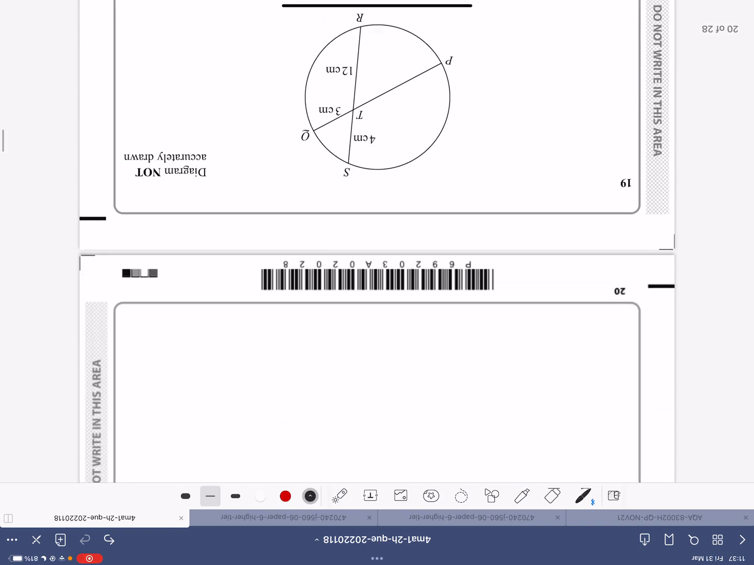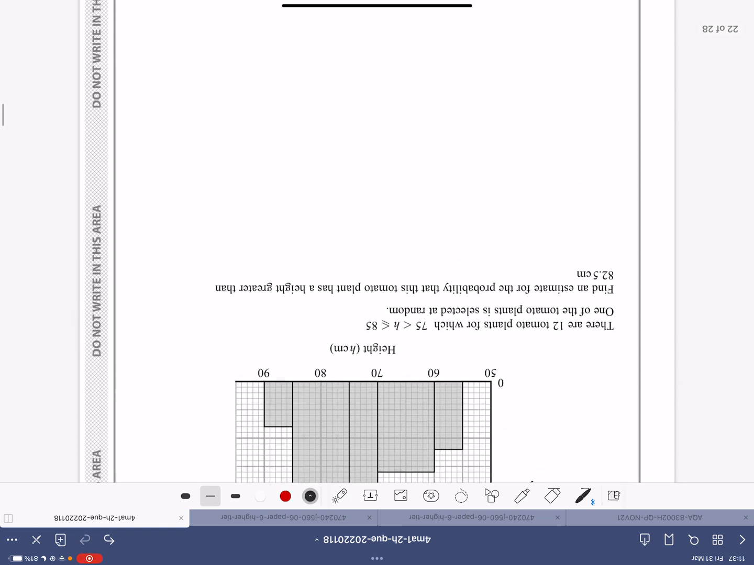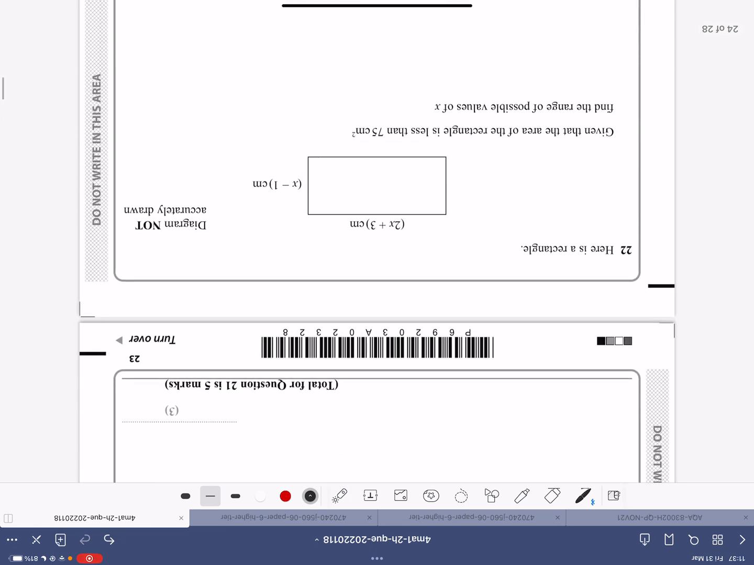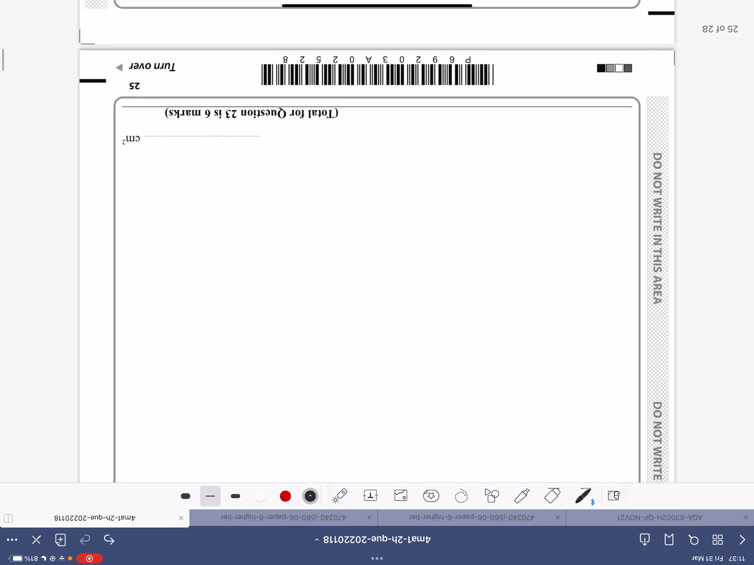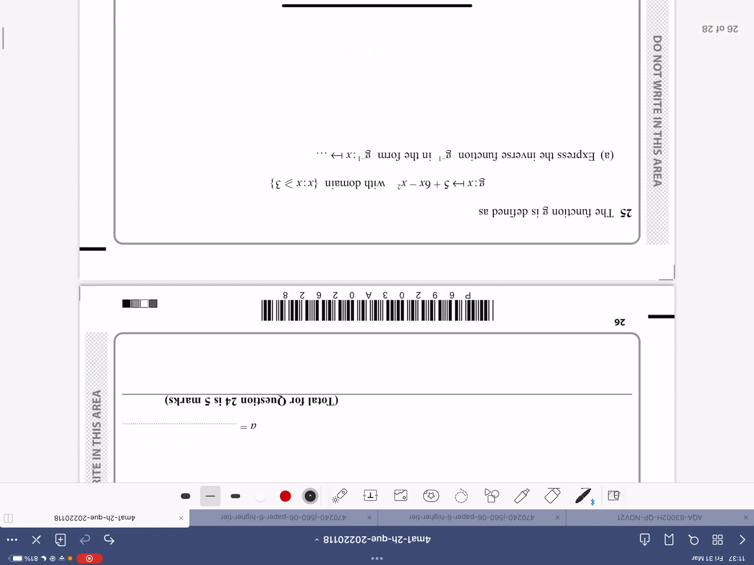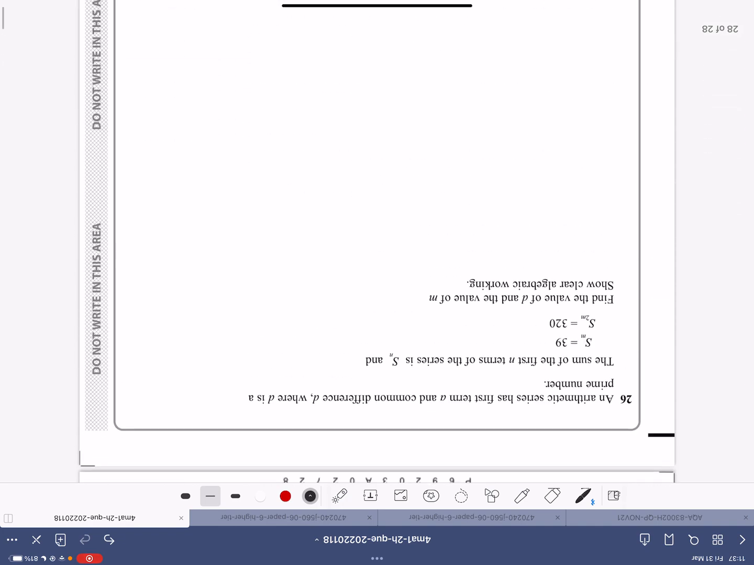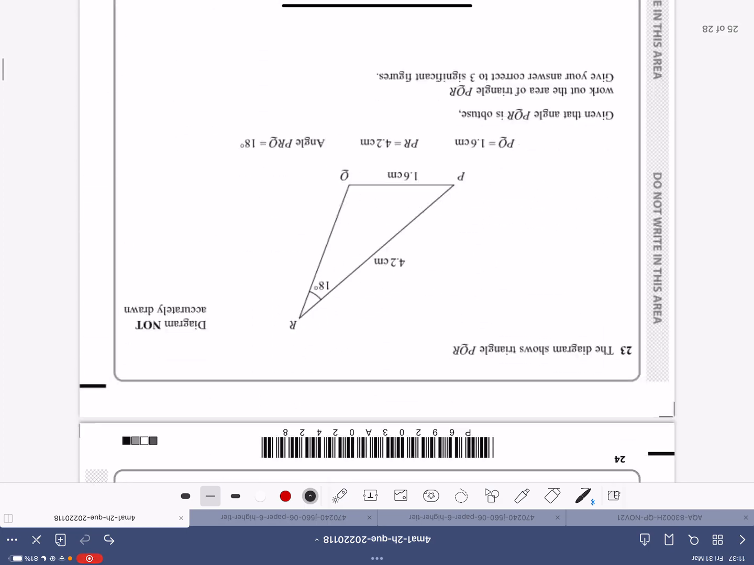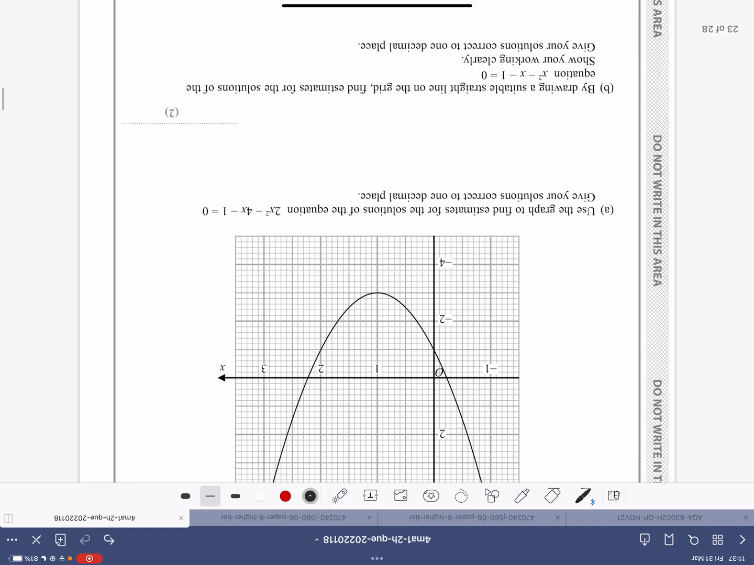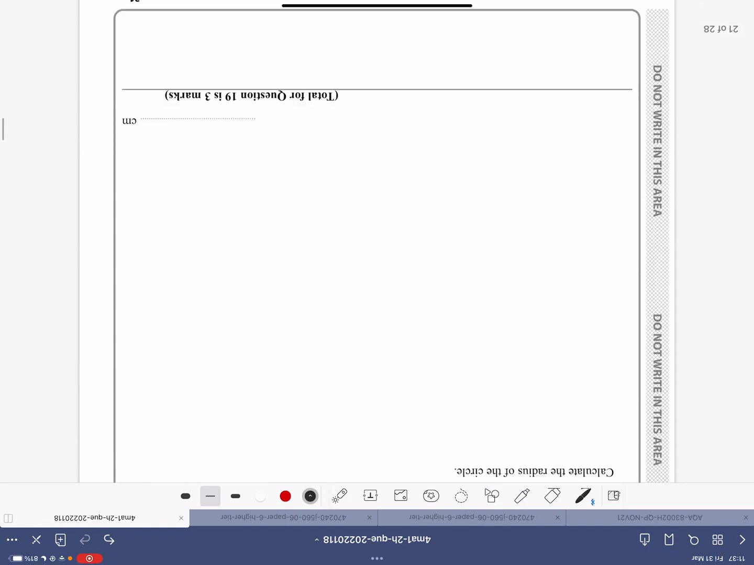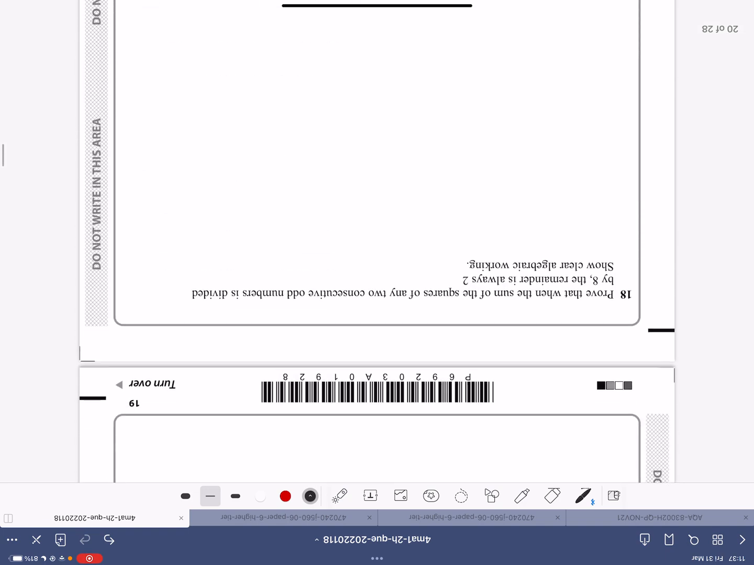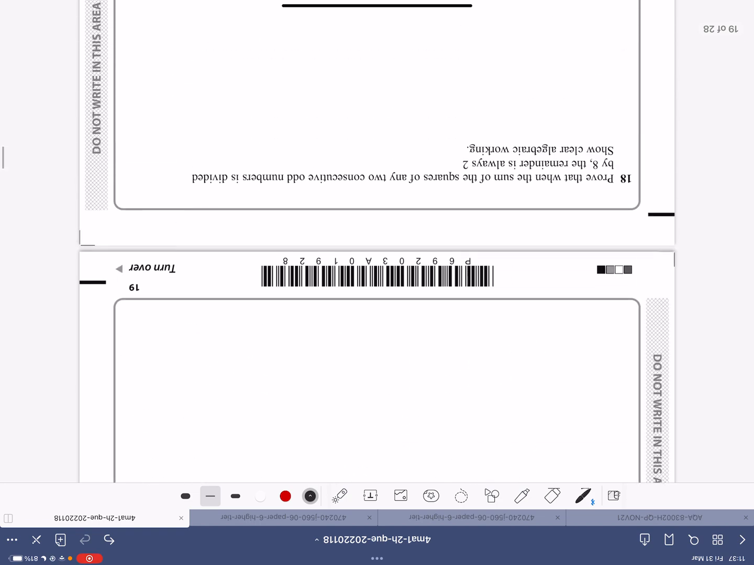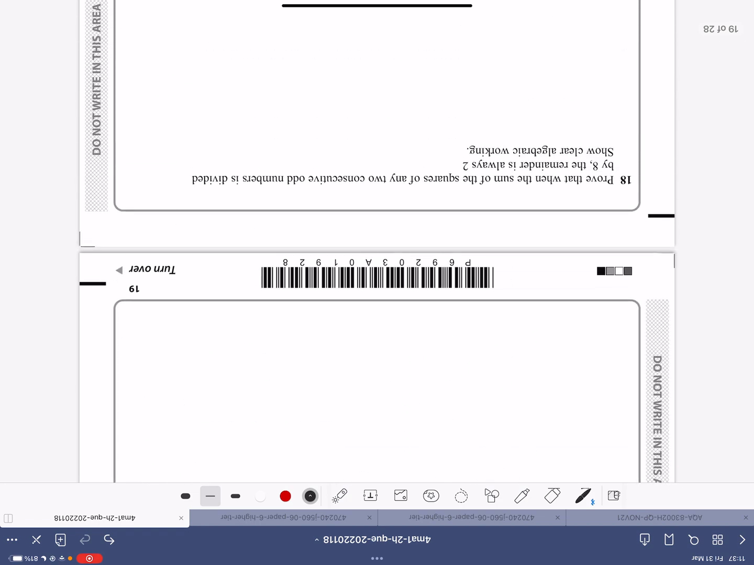Number 18, how many have we got? 19, 20, 21, 22, 23, 24, 25, 26. And there we go. I'll keep going. Here we are. I'll keep going.